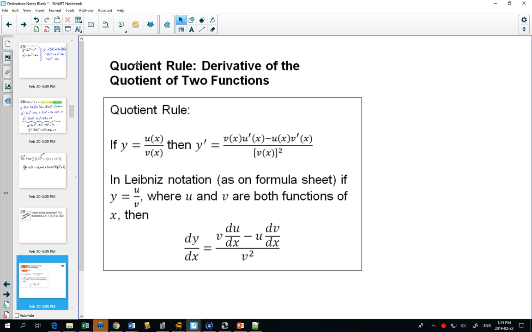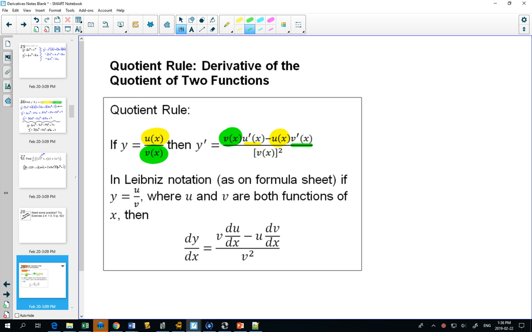So, quotient rule. We have originally one function in our numerator and one function in our denominator. When this is the case, we keep the one that's in your denominator the same, multiplied by the derivative of the one in your numerator. So I like to say keep the second one the same, multiply by the derivative of the first one, minus, and now we keep the first one the same, and multiply by the derivative of the second one.